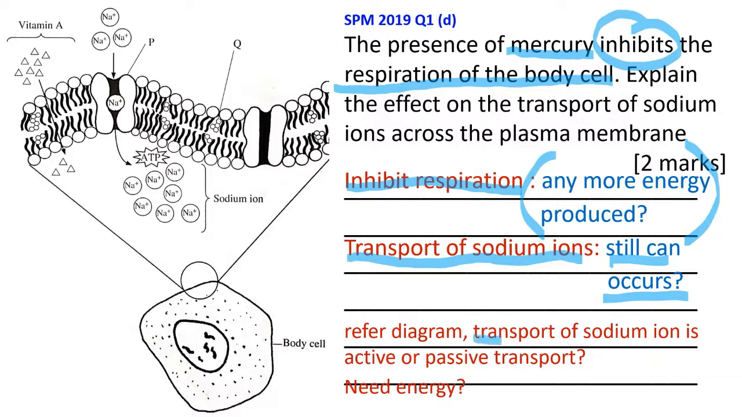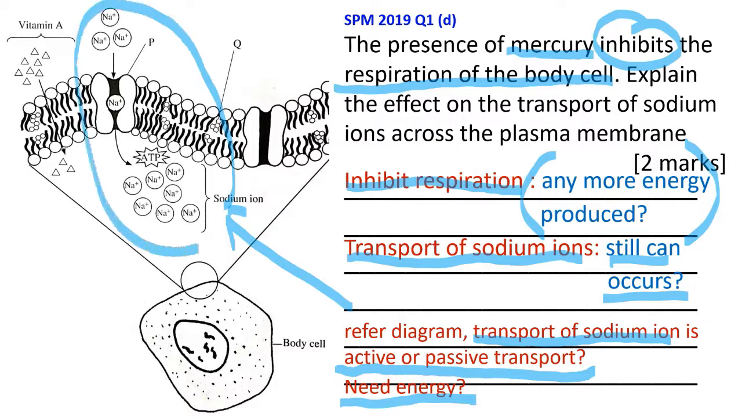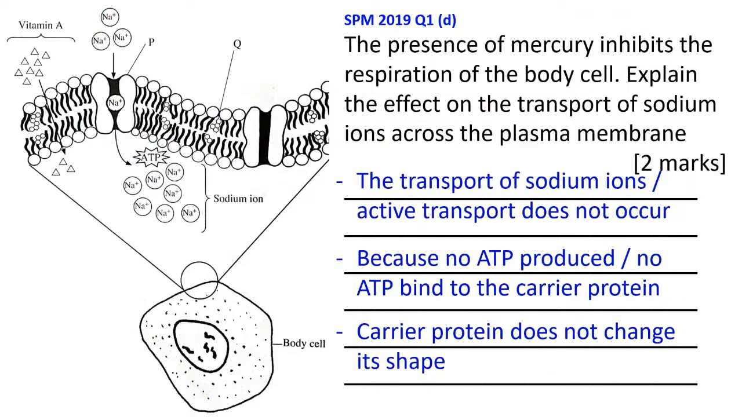We can see whether the transport of sodium ion is active or passive, whether it needs energy or not. So refer to the diagram. We can see that it uses ADP. So using ADP, that means active transport, and active transport needs energy. So answer the question: the transport of the sodium ions, or the active transport, does not occur.